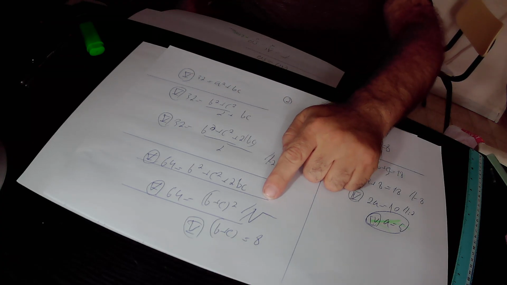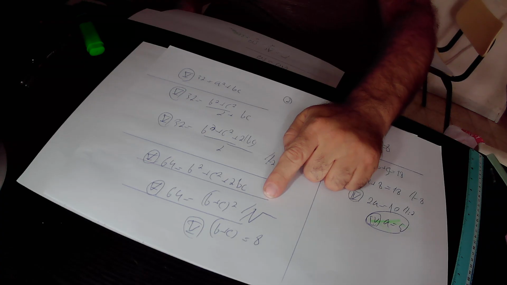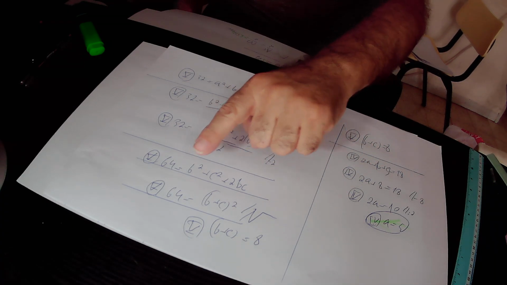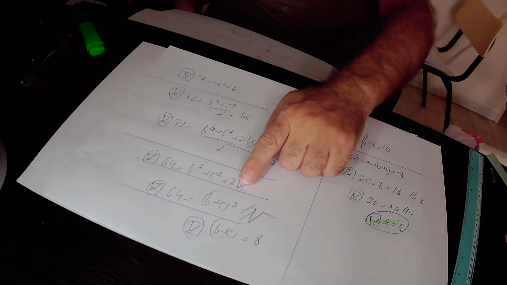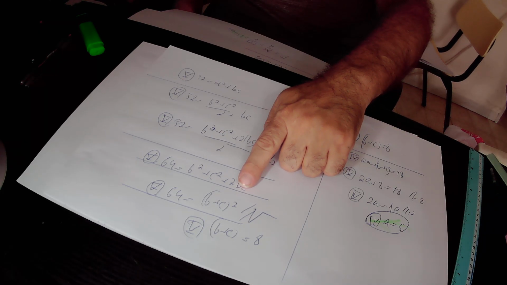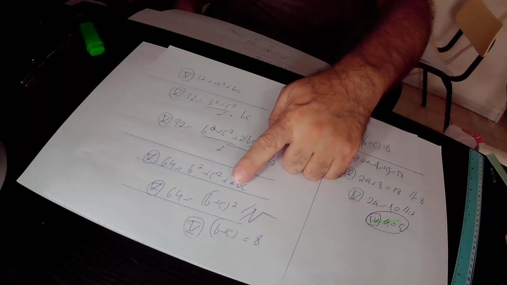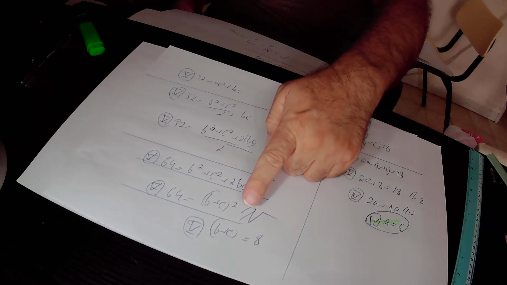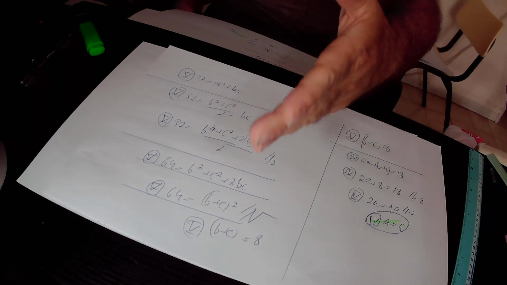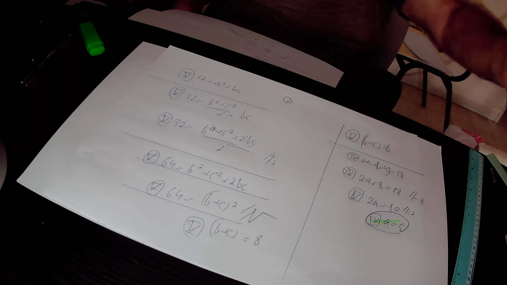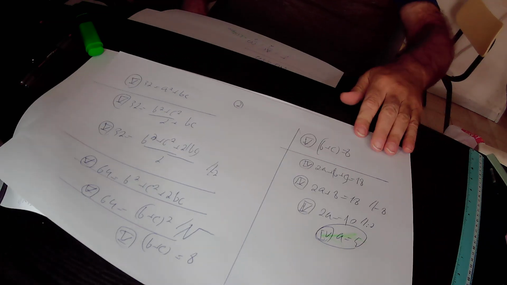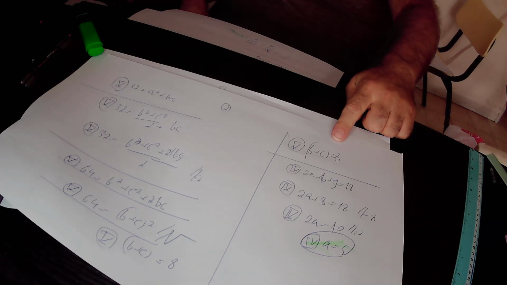Here we took the square root of this equation 5. We found out that the square root of 64 is 8. So 8 equals the square root of (b plus c) squared, which is b plus c. So in total, according to equation 5, we found out that b plus c equals 8.